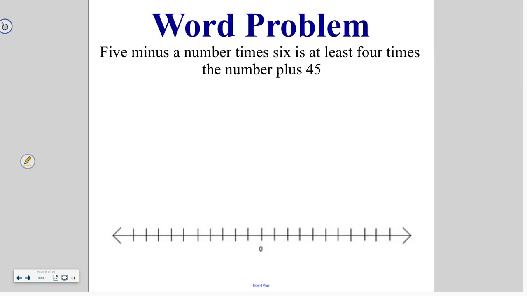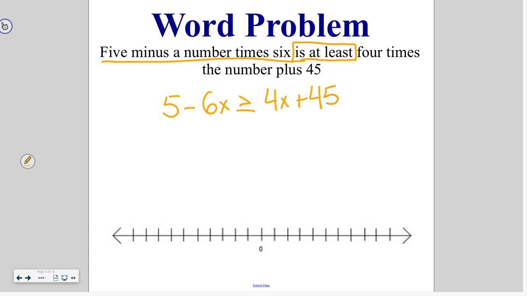Word problem. 5 minus a number times 6 is at least 4 times the number plus 45. So when we're looking at this first part, we've got 5 minus a number times 6, so we've got 5 minus 6x. Then we've got the "is at least." If we are looking at least, we want it to be greater than or equal to. And then we've got 4 times the number plus 45.